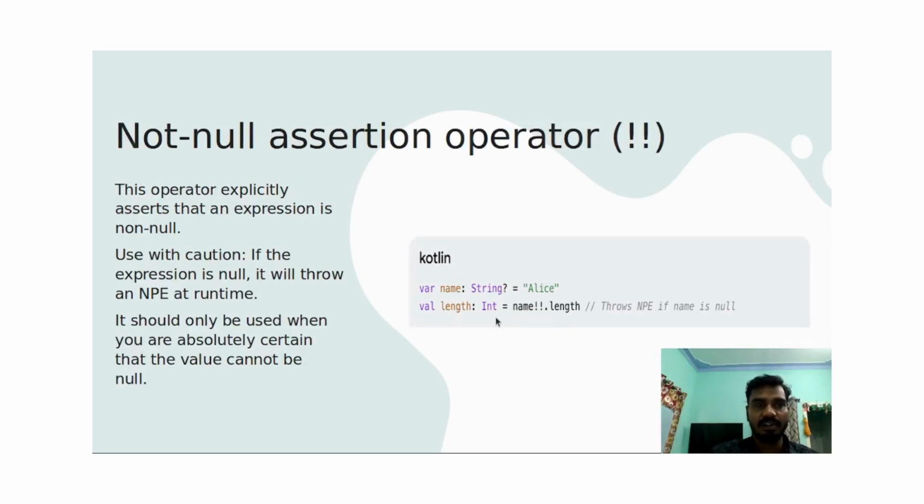The not-null assertion operator. This operator explicitly asserts that the expression is not null. If the expression is null, it throws a NullPointerException at runtime. So it should only be used when you are absolutely certain that the value won't be null. Let's say in this example, we are using name!!.length. You must be assured that name won't be null; only then will it call length. If name is null, it definitely throws a NullPointerException. So in Kotlin, if you use the not-null assertion and the value is null, it will throw a NullPointerException.